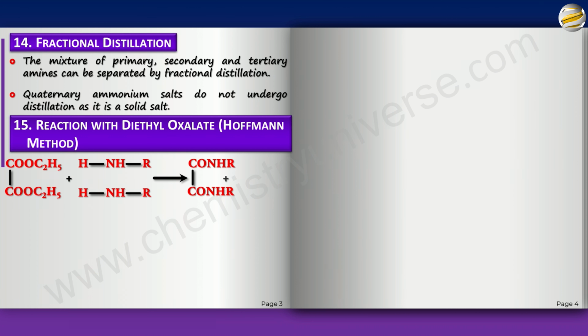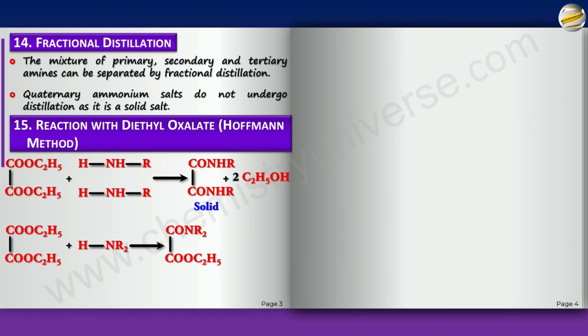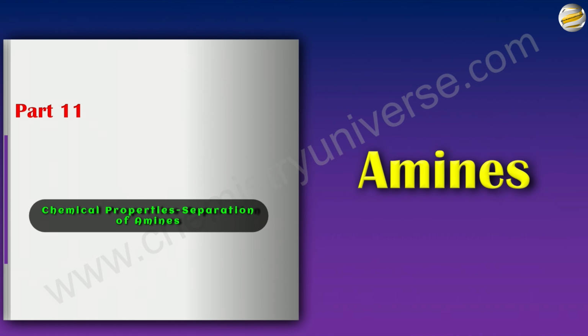If it is secondary, this is solid by the way. If it is secondary, only one will react. So in one case, you will get a secondary amide, the other will remain as an ester. This is actually a liquid. And tertiary amines do not react with diethyl oxalate. And that would be the end of separation of amines.